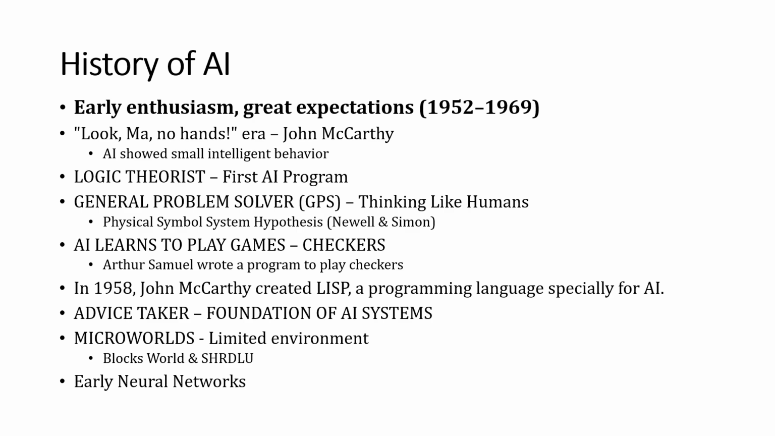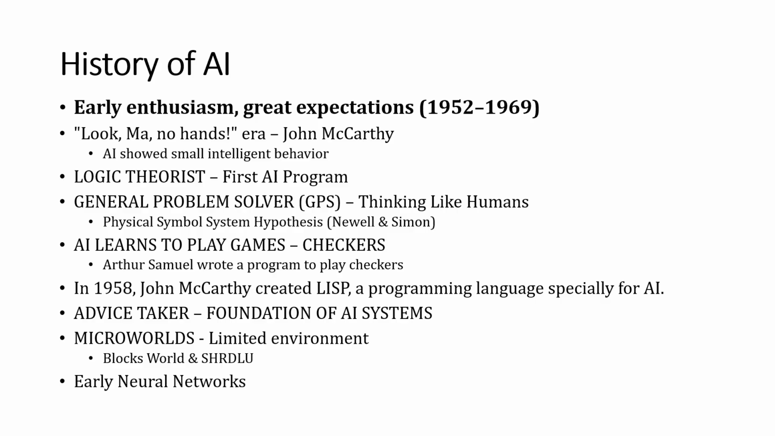In 1958, John McCarthy created Lisp, a programming language specially for AI. Lisp was the most important AI language for 30 years. Then McCarthy proposed something called the advice taker. The advice taker is the foundation of AI systems. Think of it as an intelligent assistant.